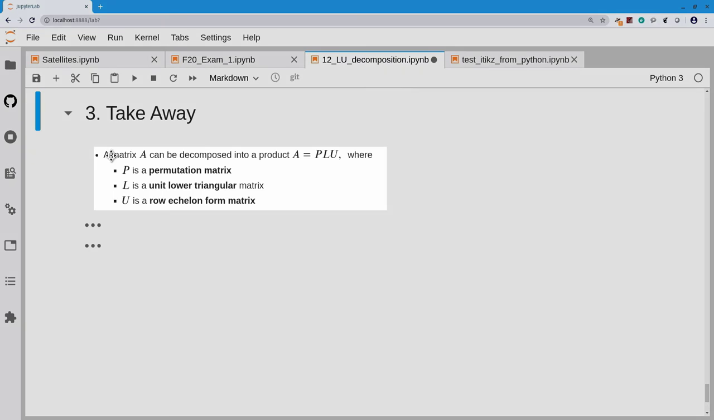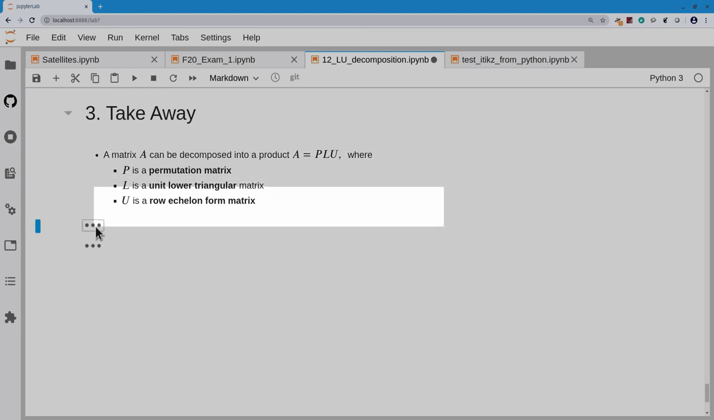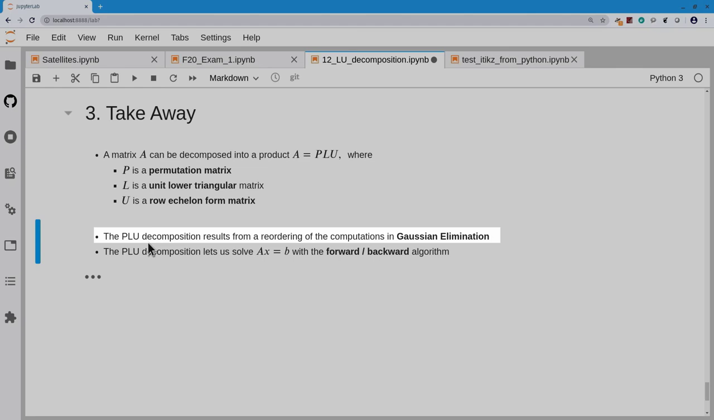Our takeaway for today: we have taken a matrix A, and we found that we could decompose it into a product of the form PLU, where P is a permutation matrix, L is a unit lower triangular matrix, and hence invertible matrix, and U is a row echelon form matrix. The PLU decomposition actually resulted simply by reordering the computations in Gaussian elimination. So it's just Gaussian elimination in disguise. And if you look for codes to do Gaussian elimination on the web, you won't find too many hits when you look for Gaussian elimination. But if you look for the LU decomposition, you will find many a code that does Gaussian elimination. The solution of Ax = b using the PLU decomposition is simply the forward-backward algorithm.